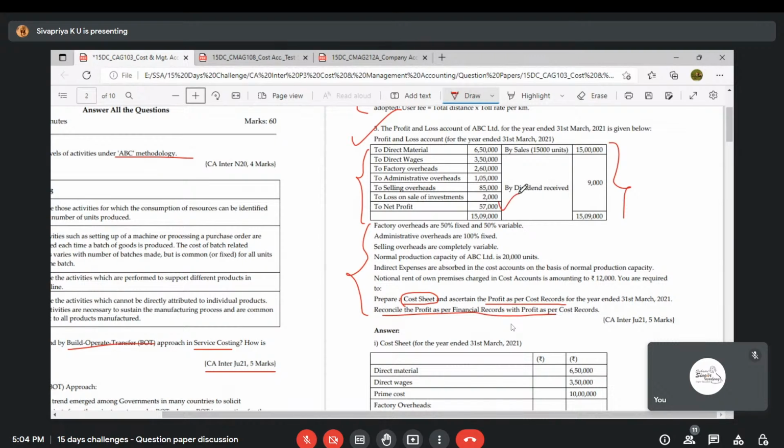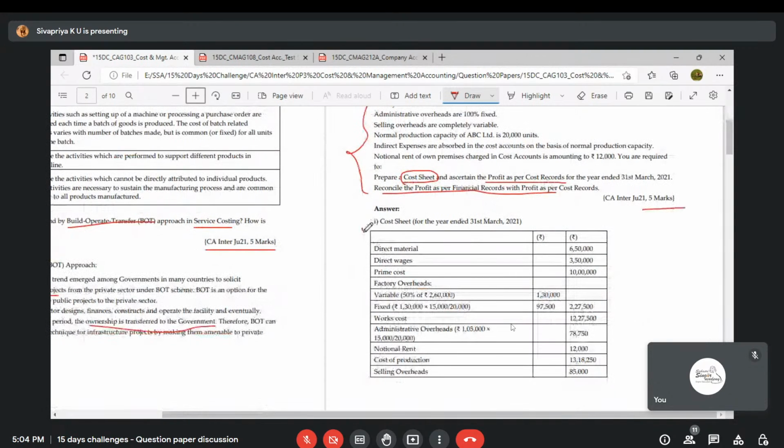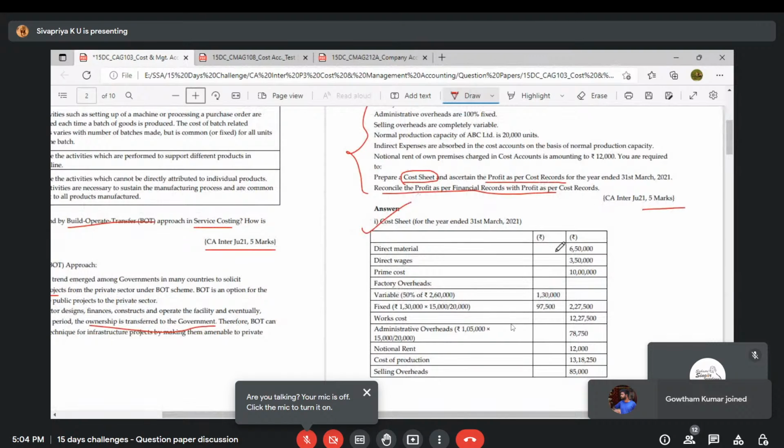So financial when the profit 57,000 irukku, and you have to work out the cost sheet and calculate cost as per cost to records and reconcile both. This is a 5-mark question, right? First is preparation of the cost sheet with the data available. Ella data me irukku, periya complications illa.